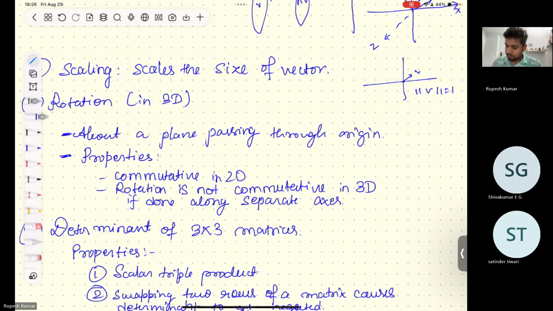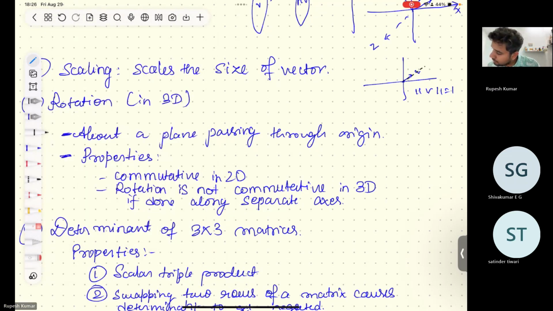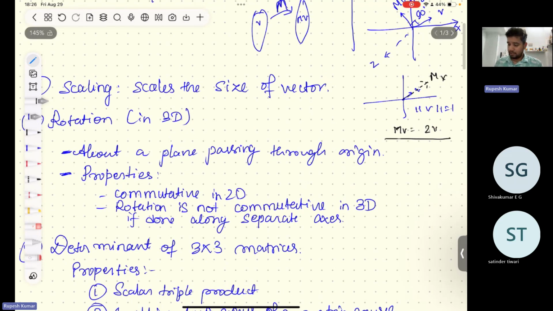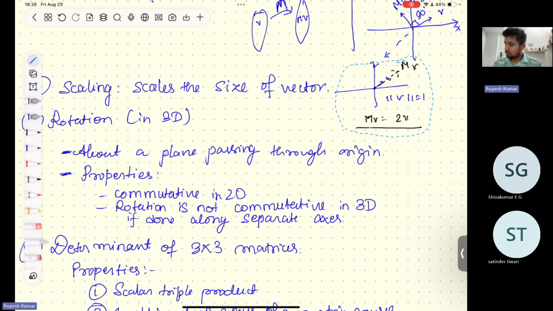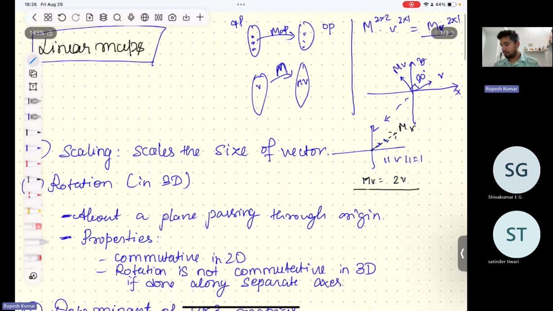you get another vector Mv, which is equal to 2 times vector v. So this is an example of a scaling operation, a scaling map. This is one of the basic operations that you can perform by using matrices as linear maps.